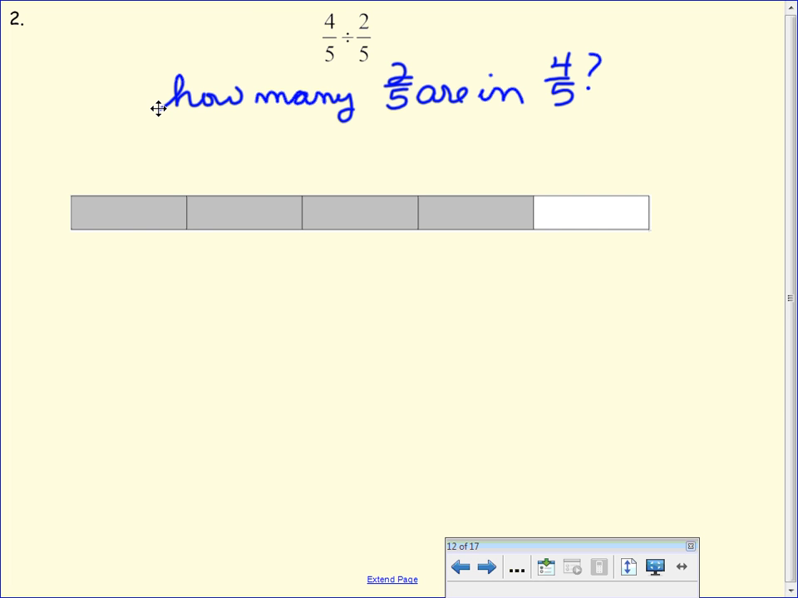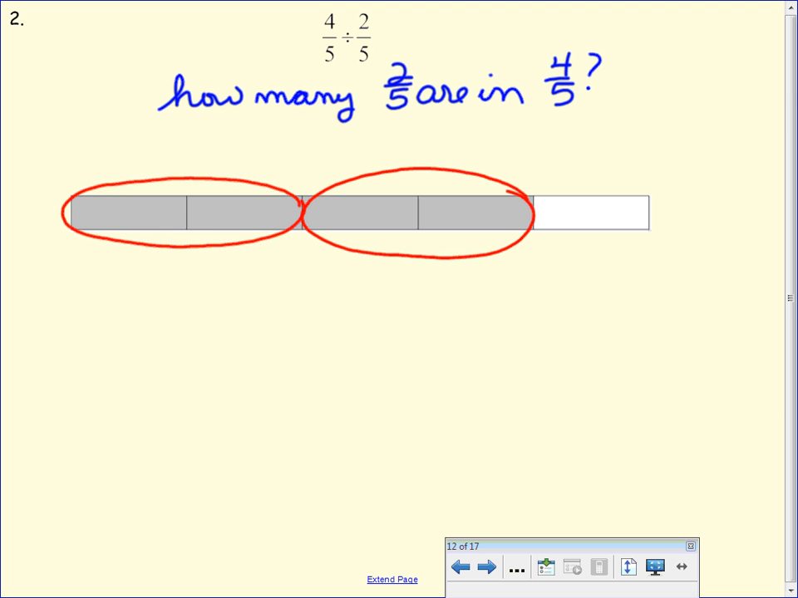So draw your 4/5. And let's see how many groups of 2/5 we can find. Well, that's 2/5, and that's 2/5, and there's none left over. So how many whole groups was I able to make? Probably 2. And that also helps us with our claim: 4 divided by 2 is 2 because we have common denominators.